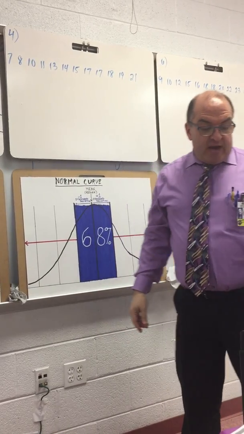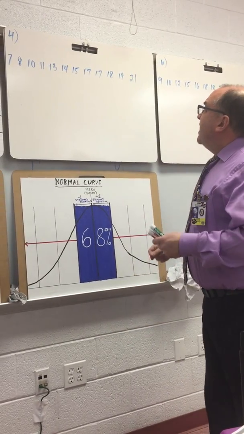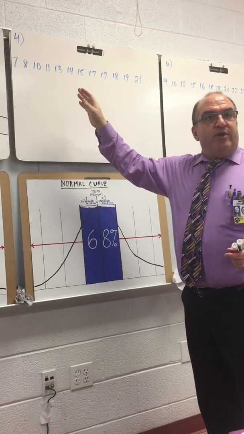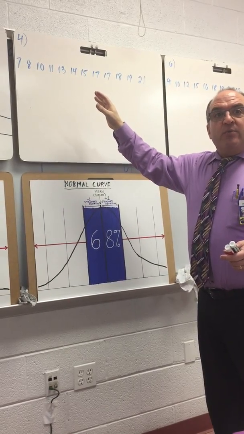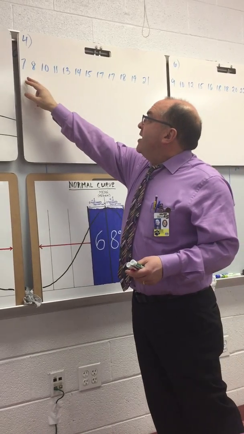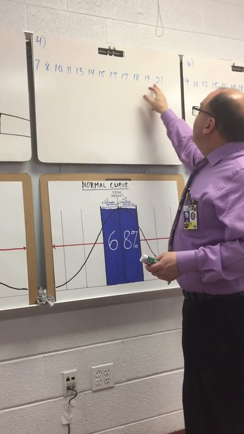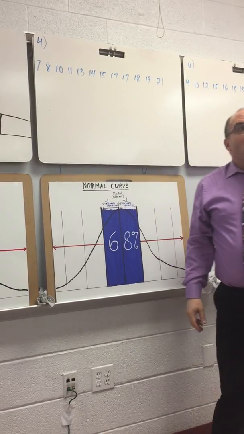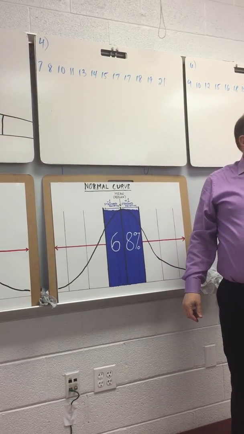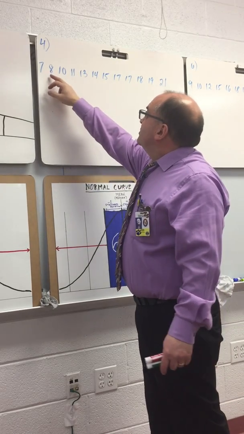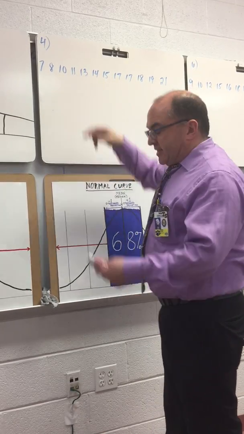Let's create a box and let's do this first. When we find Q1, Q2, and Q3, first thing we do is cut it in half. How many numbers are there? 1, 2, 3, 4, 5, 6, 7, 8, 9, 10, 11, 12. There's 12 numbers. What is halfway? Halfway is 6 numbers. 1, 2, 3, 4, 5, 6.